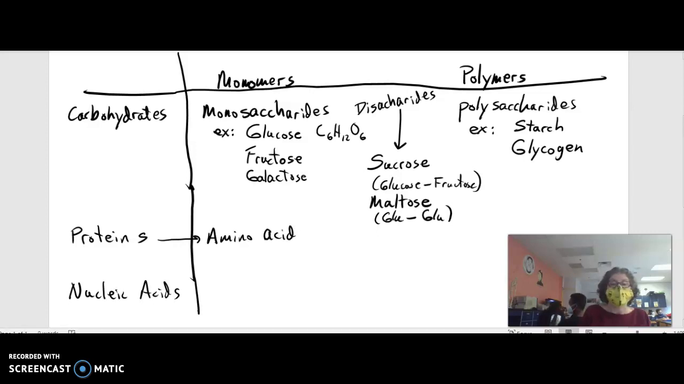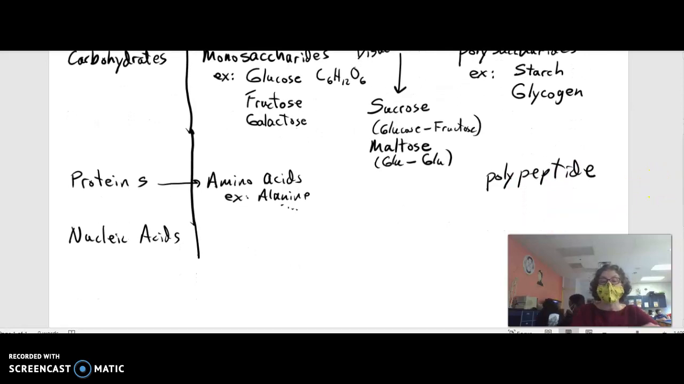Amino acids. And there's 21 different examples of those, and I won't go over all of them, but alanine is one, and we'll learn that later, and there's lots of them. And then if you put a bunch of them together, you get something called a polypeptide, which is what you call lots of amino acids strung into a chain.